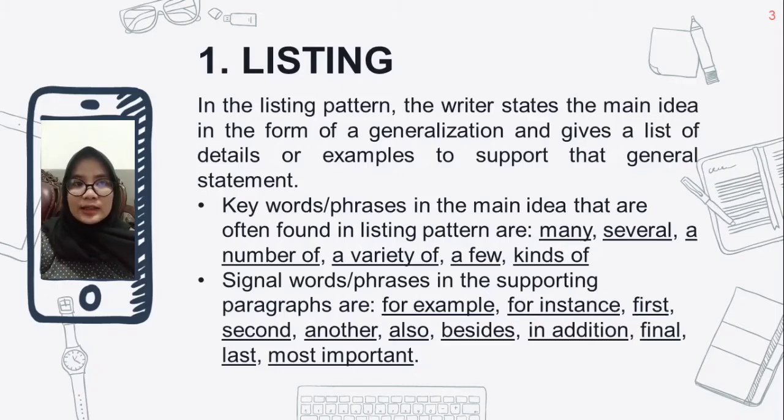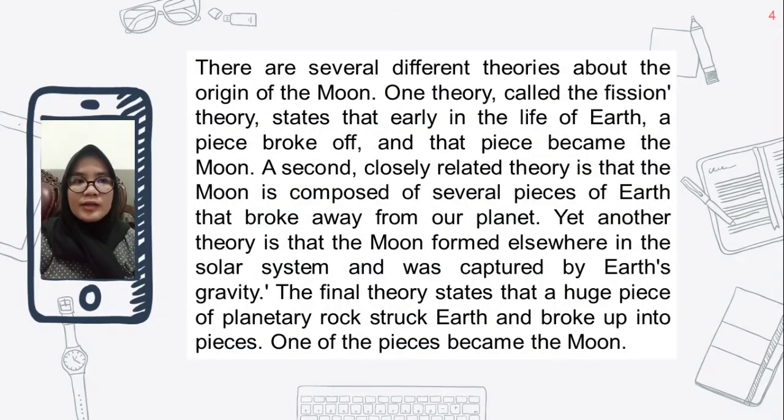The keywords or phrases in the main idea that are often found in listing pattern are many, several, a number of, a variety of, a few, and kinds of, while the signal words or phrases are, for example, first, second, another, also, in addition, final, most important. So now let's take a look at the example. I will read the paragraph, and then we will try to find the topic, main idea, keyword in the main idea, and then the signal words or phrases and the supporting facts and ideas.